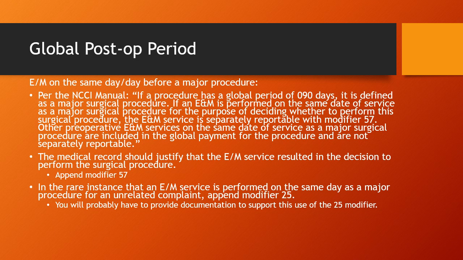So this is a big difference from my E&M with a minor procedure. I just got told deciding to do the procedure is not a reason to bill a separate evaluation and management code for a minor procedure, but for a major procedure it is, and I even have a special modifier to use to report that, which is modifier 57, decision for surgery.